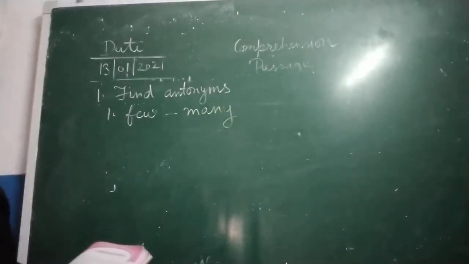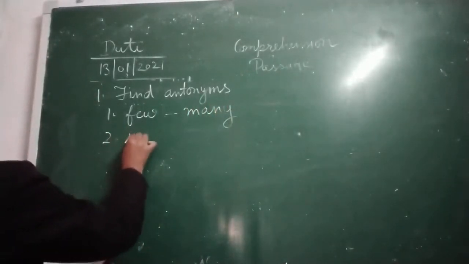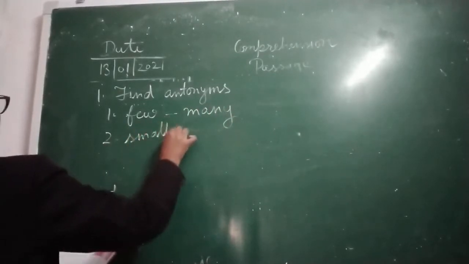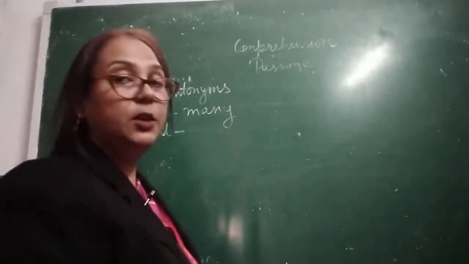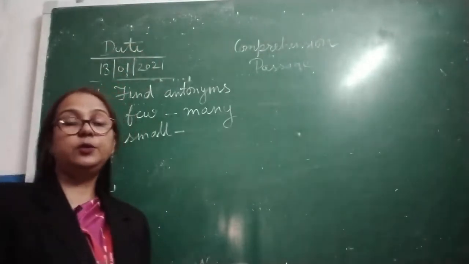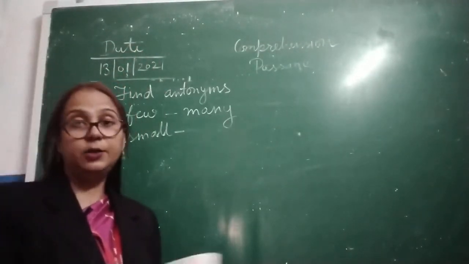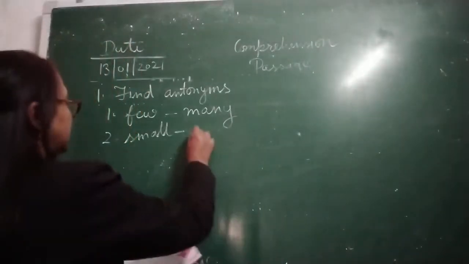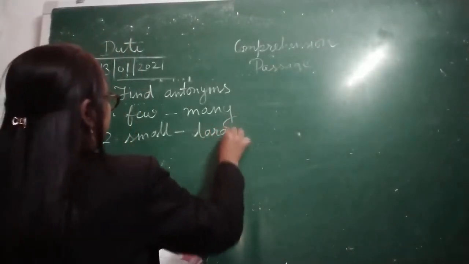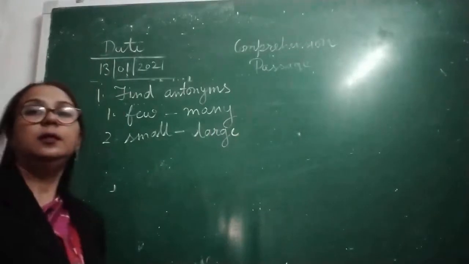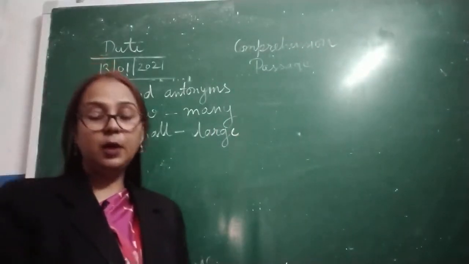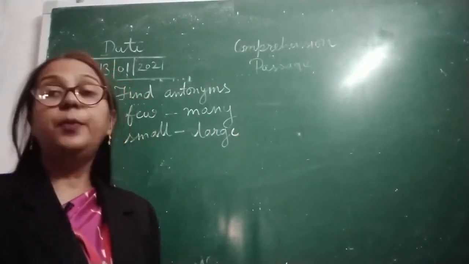Now the second word is small. Small means very short. Here we are going to write the antonym of small, which is large. We have seen this word in the paragraph. Now we are moving to the next word, that is bright.